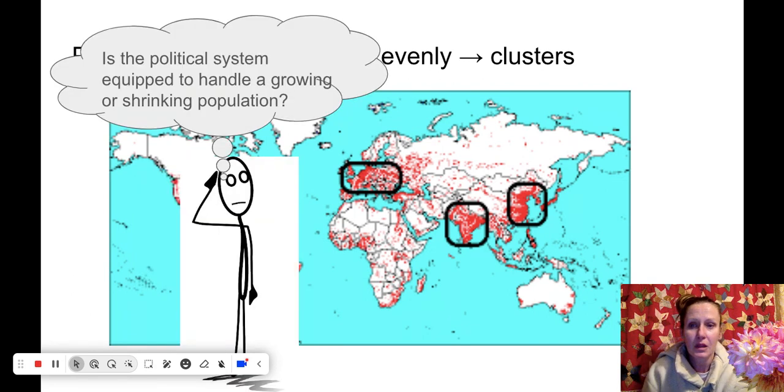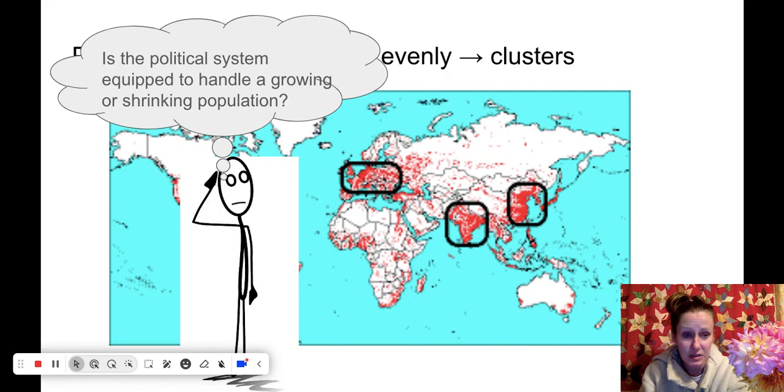Now, a geographer is also going to think of questions that relate to where these clusters are, and even if it's not one of these major clusters, any area where you see a shift in population. So let's think of some of the political questions a geographer is going to ask.